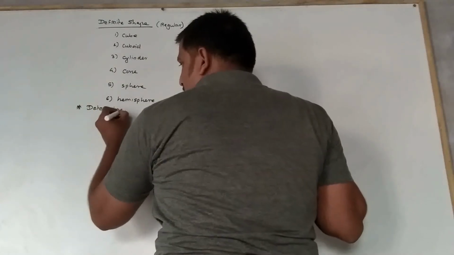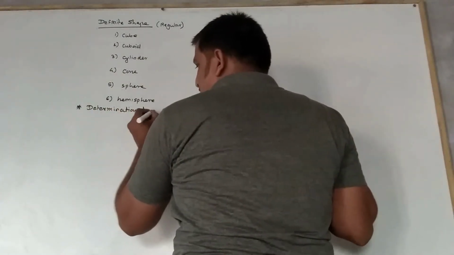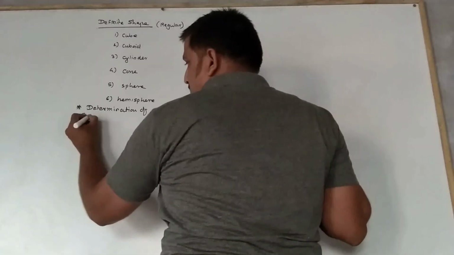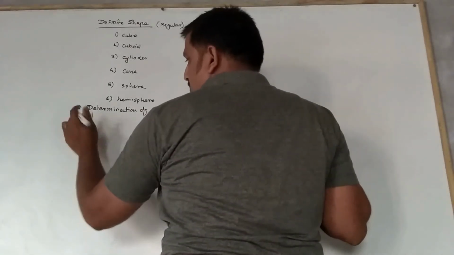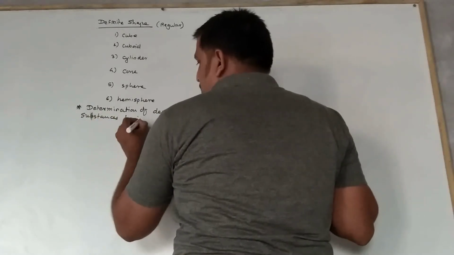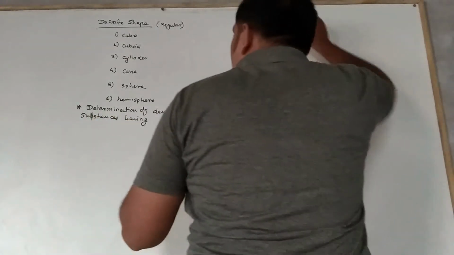Determination of density of substances having regular shape.